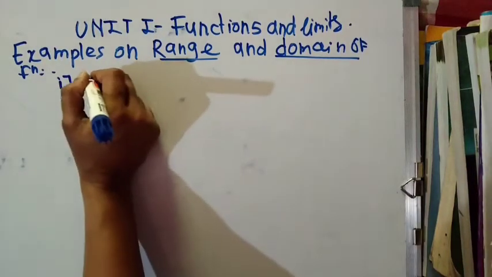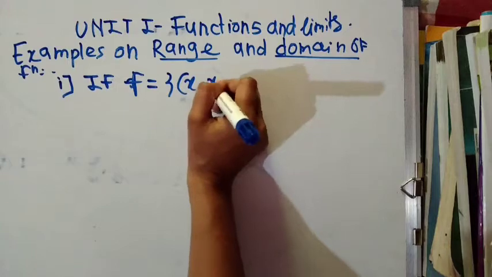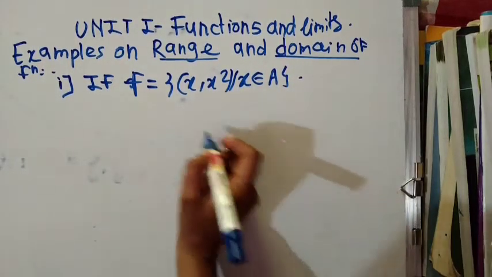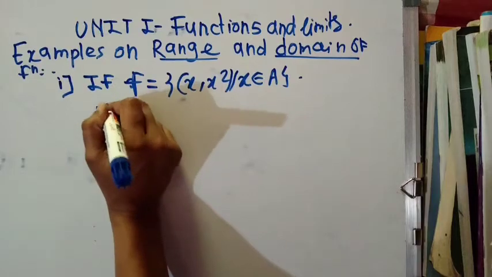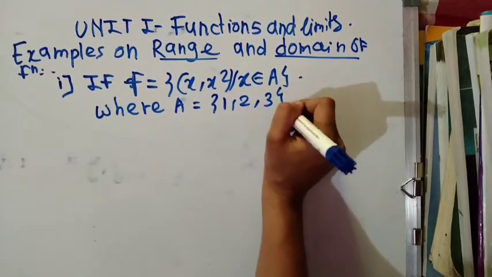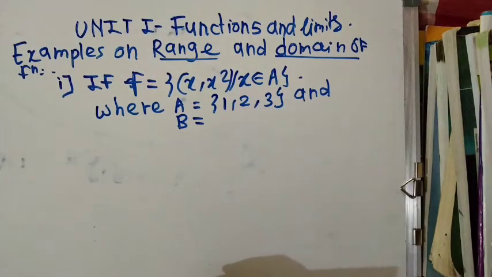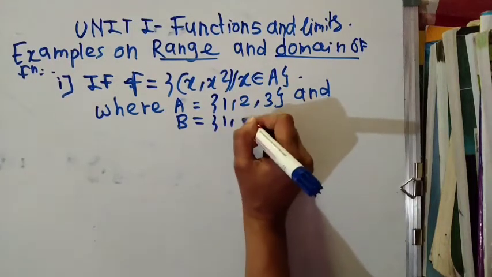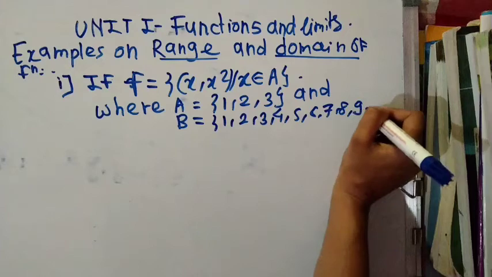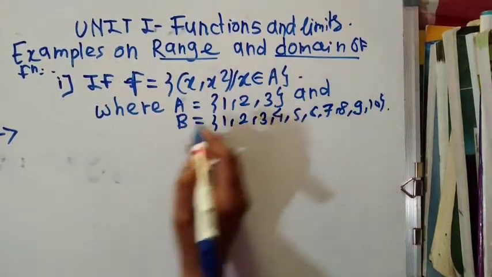So first example is: if f is equal to x square such that x belongs to A, where A is equal to, suppose, 1 2 3, and B is equal to 1 2 3 4 5 6 7 8 9 and 10. Then find the domain and range of the function.